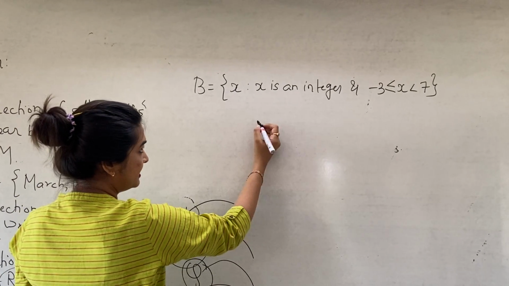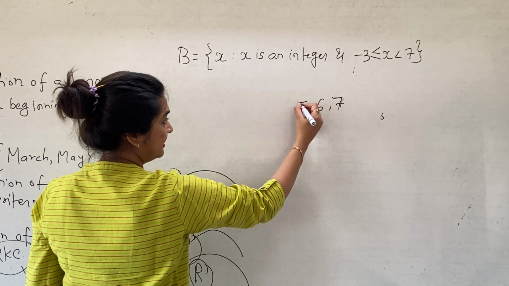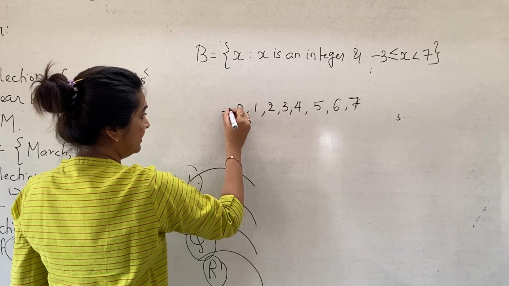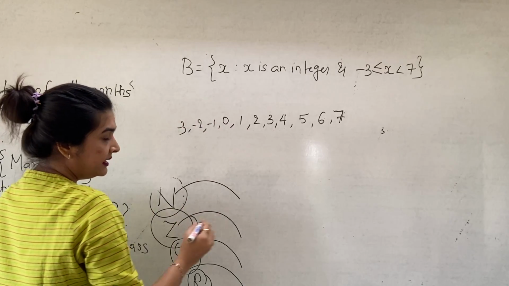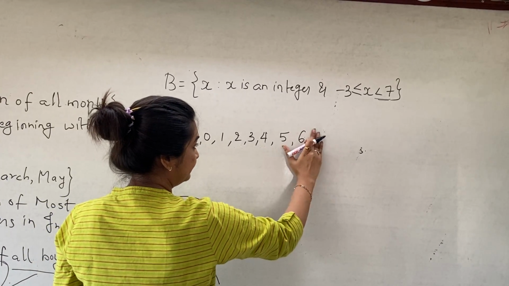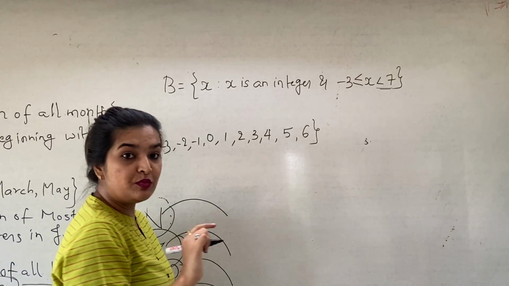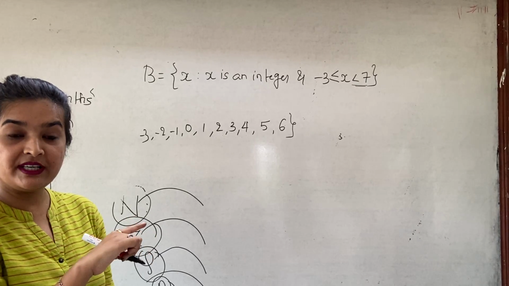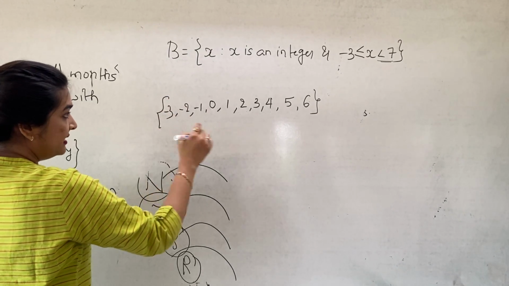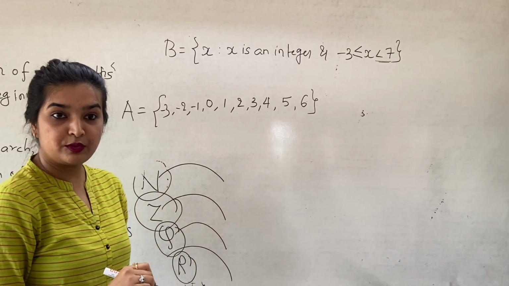First of all, we'll list the numbers: 7, 6, 5, 4, 3, 2, 1, 0, -1, -2 and -3. Now it is given strictly less than 7, so 7 will not be there. x is greater than or equal to -3, that means -3 is included in this particular set because it is given less than or equal to. So -3 will be there up to 6. So this is the example of roster form.